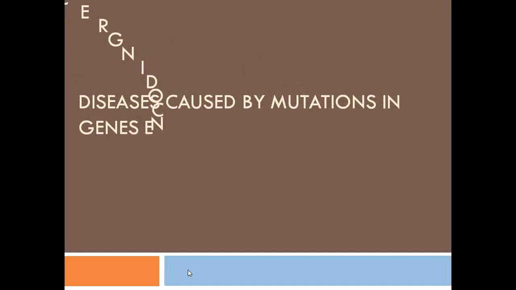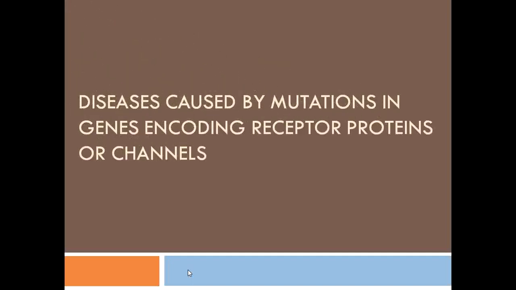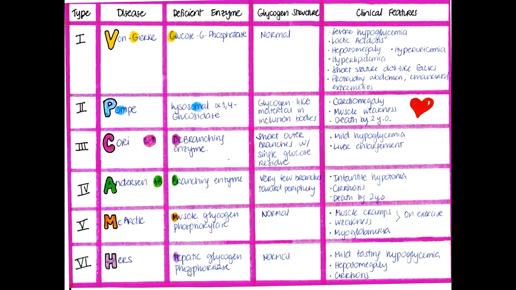So the next group is diseases caused by mutation in genes encoding enzyme proteins. Here are some glycogen storage diseases.